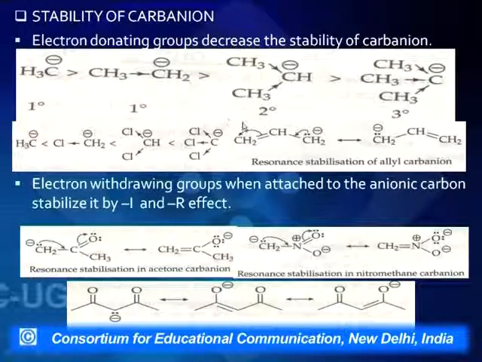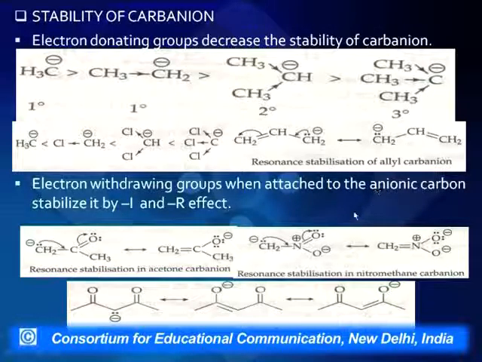If we look into the allyl carbanion, then the allyl carbanion is stable because of resonance effect. That is, the negative charge is interacting with the pi bond, and in this next structure we have a negative charge here. So this negative charge is delocalized over 2 carbons and it is quite stable.